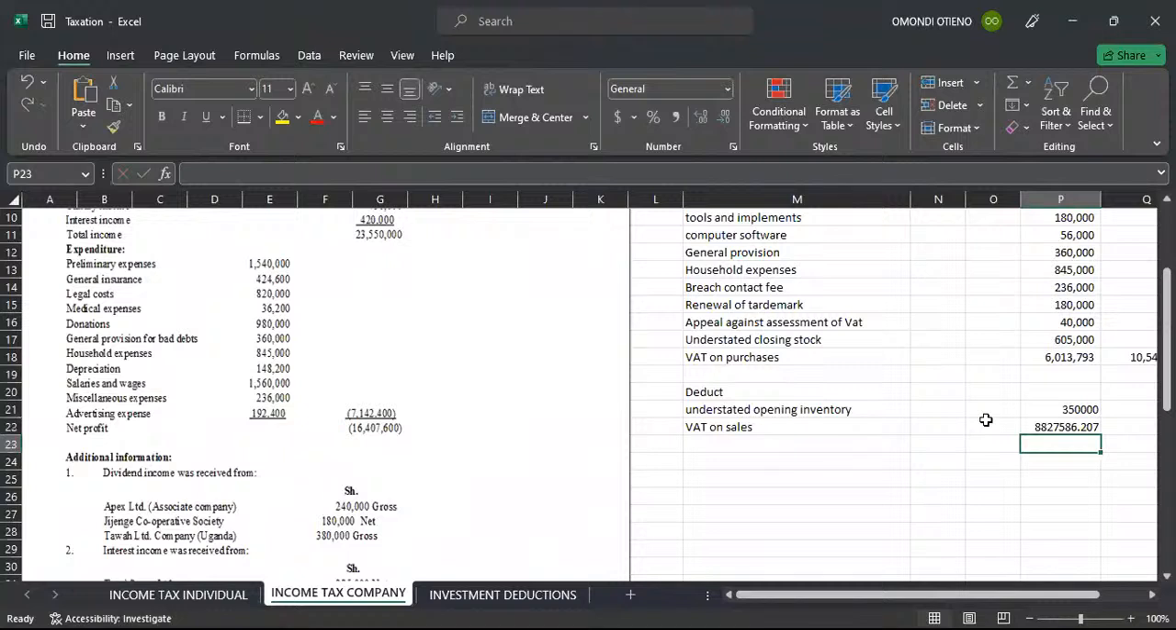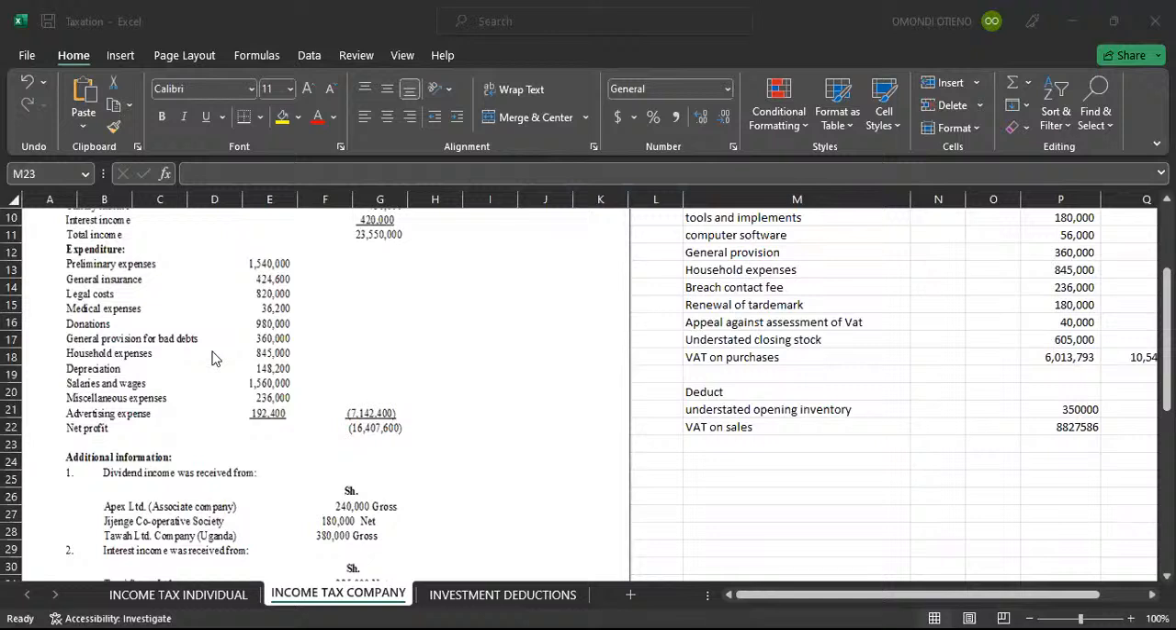When we do that, how much do we get? We get 275,827,586. So that is the VAT. That is the VAT which was exaggerated on sales, which should not be recognized as revenue. So that's why we are deducting it there. Another item.